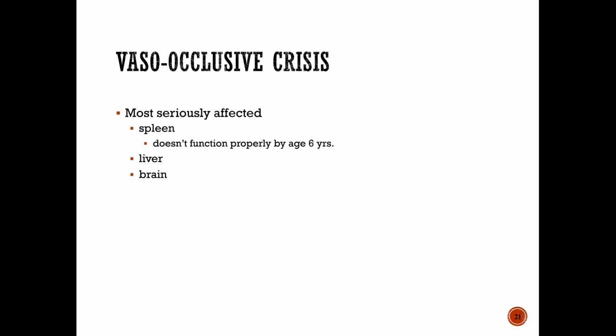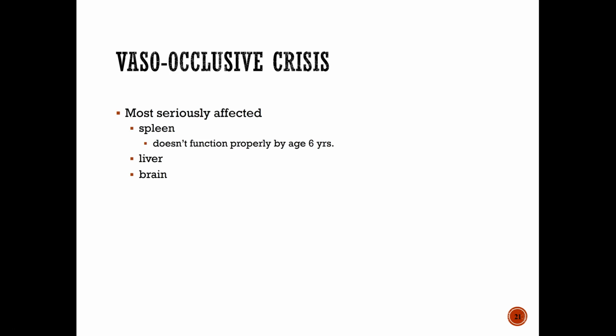Most seriously affected is the spleen, and it doesn't function. So a normal spleen doesn't function properly. If they have sickle cell, the spleen typically does not function properly by the time they are 6 years old. We had already talked about the splenic crisis. And so even if they have a spleen, it's not going to be functioning properly. So they're still going to be immunocompromised. Most of them don't have their spleen.